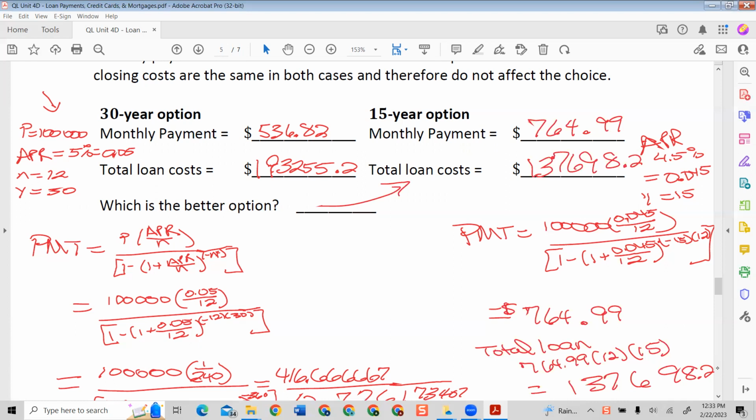So, I mean, if you want to be technical, we can actually subtract the difference in the payments. But you're going to pay around $228.17 more a month. But you're going to pay for half the years. So you're going to pay 15 years, and you're going to get a huge difference, $55,557 difference by choosing the 15 years.